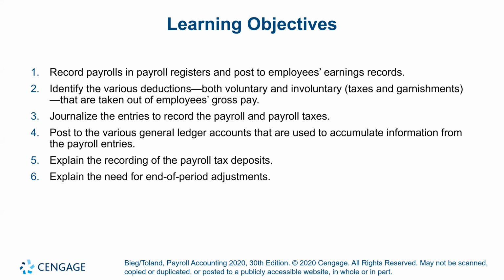Okay, so learning objectives for this chapter: record payrolls and payroll registers and post to employees' earning records. Identify the various deductions, both voluntary and involuntary, taxes and garnishments that are taken out of an employee's gross pay. Journalize the entries to record the payroll and payroll taxes. Post the various general ledger accounts that are used to accumulate information from the payroll entries. Explain the recording of the payroll tax deposits. Explain the need for end of period adjustments.